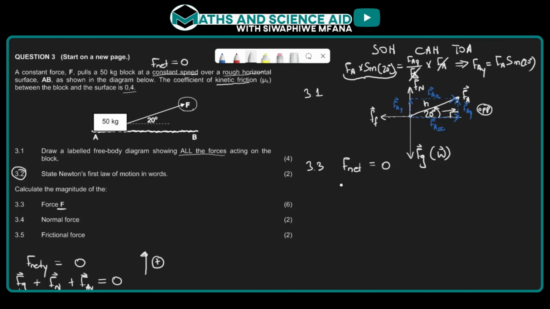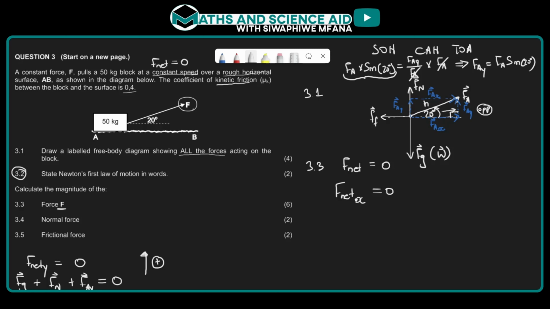And now we know that there is also another component of the net force, but which is along the x direction. And this will also be equal to 0, because in the x direction, or the horizontal direction, our object is moving with a constant speed. So even in that direction, the net force must be equal to 0.